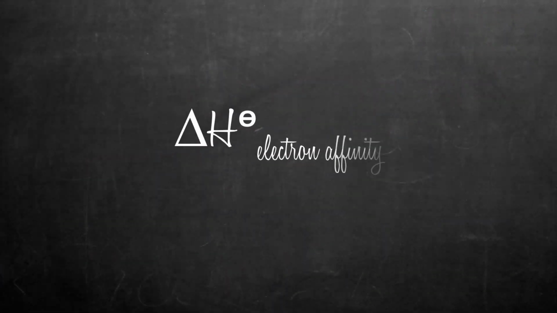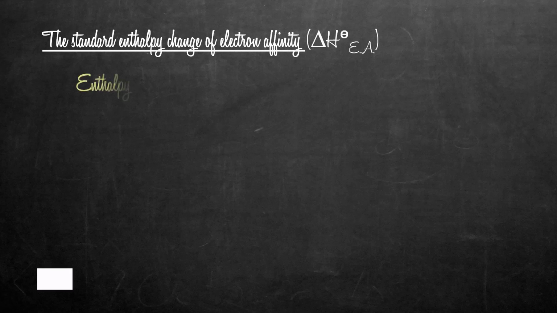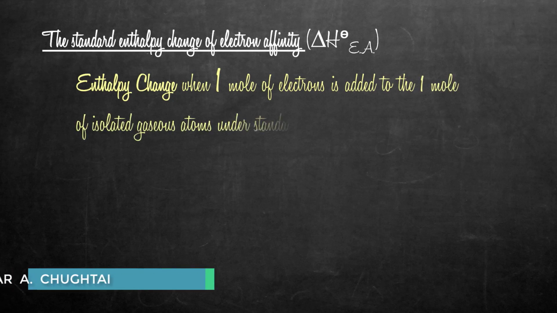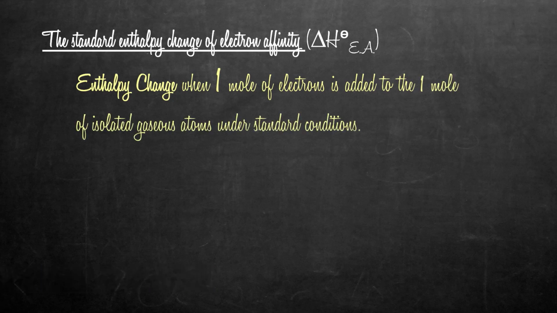Next, delta H of electron affinity. Standard enthalpy change of the electron affinity. Enthalpy change when 1 mole of electron is added to the 1 mole of isolated gaseous atom under standard condition. For example, when 1 mole of electron is added into the 1 mole of Cl atom, energy released is known as electron affinity, enthalpy change of electron affinity.